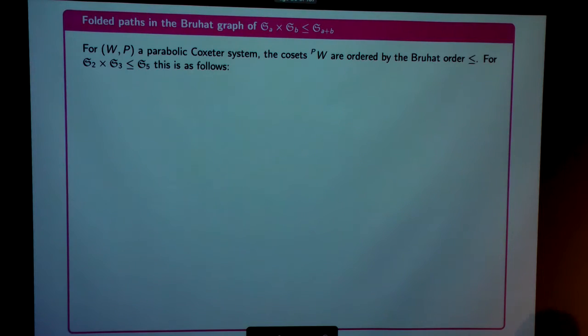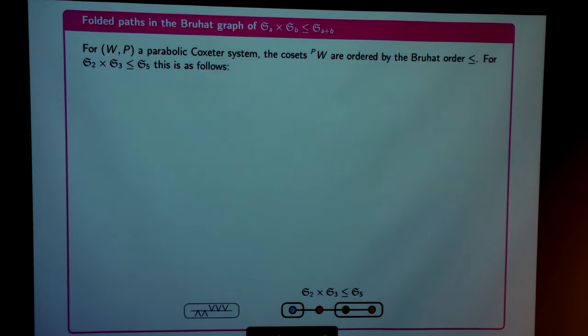Okay, cool. So, Hecke categories are constructed from parabolic Coxeter systems. I'm not going to tell you what one of those is. I'm just going to show you my favorite one. It's S_a cross S_b inside of the symmetric group on a plus b letters. And here is a very concrete example where a is 2 and b is 3.